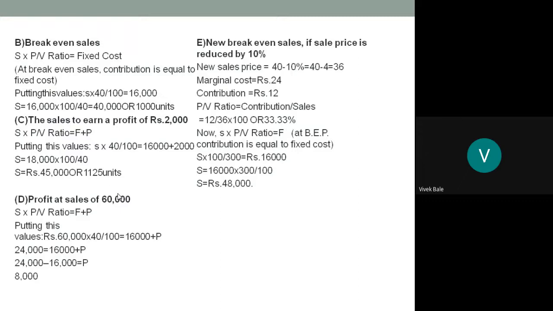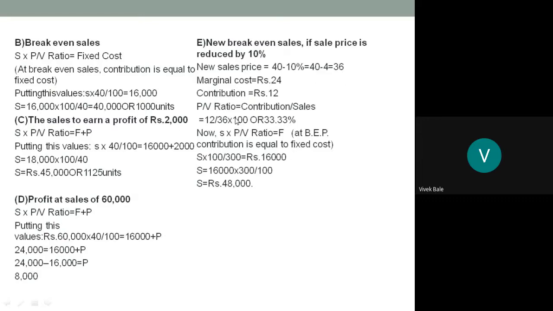And now the last question asked by PepsiCo company is, what will be the new break-even point if the selling price is reduced by 10%? As you know, in the question our selling price was rupees 40, and now it has to be reduced by 10%. So from 40, I am subtracting 10%. 40's 10% is 4. So 40 minus 4, the new selling price would be 36 rupees. And now our marginal cost is 24, which is given in the question. Therefore our contribution will be rupees 12, because 36 minus 24 is 12 rupees.